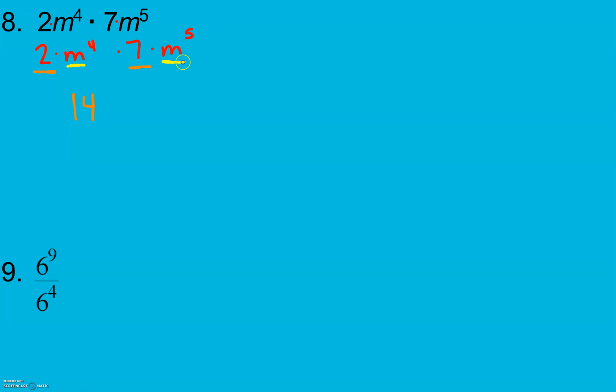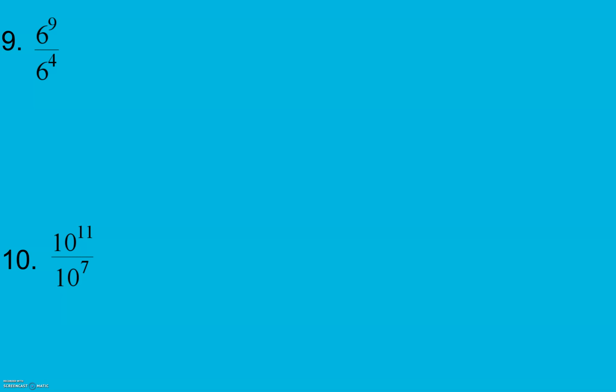I'm multiplying powers with the same base, so I can keep that base. And these are the powers because they have the exponents. I can add those exponents because I'm multiplying my powers with the same bases. So I can take 4 plus 5 here, which is going to give me 14 times m to the 9th power.